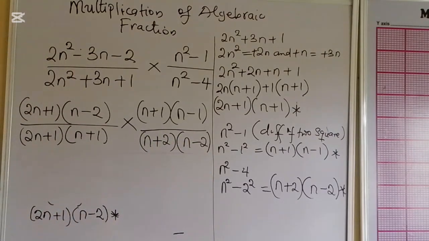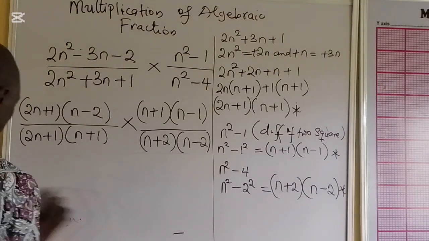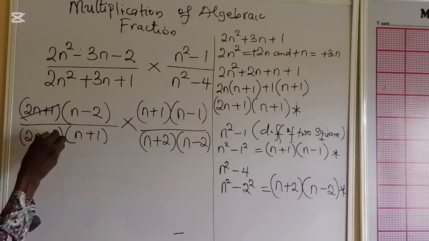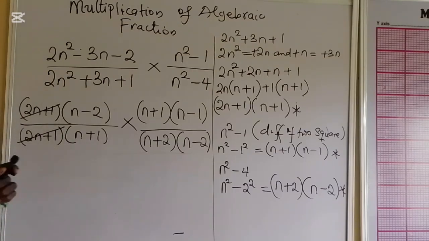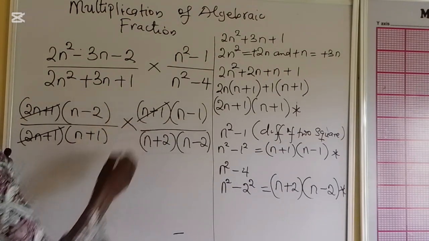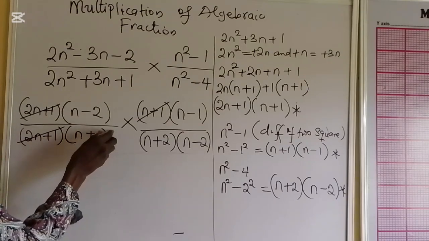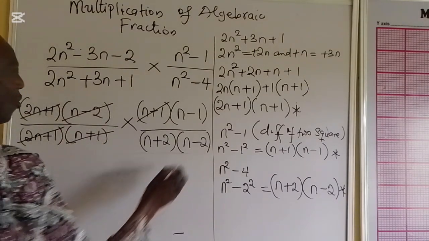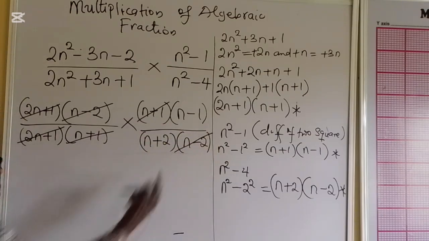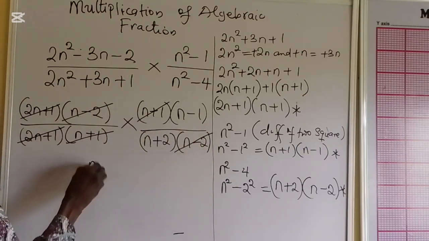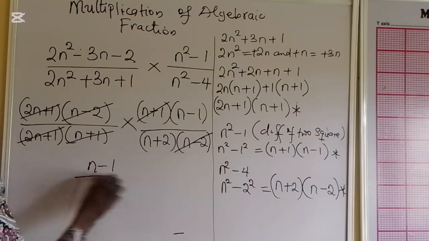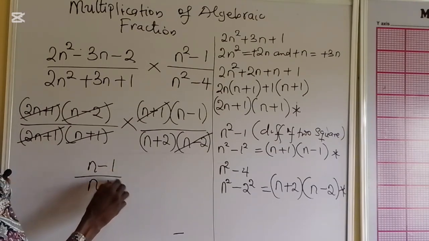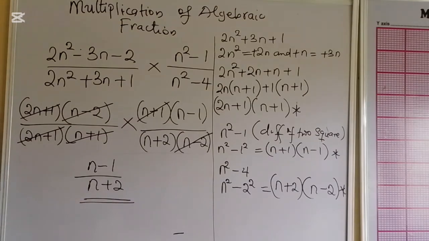Okay, we can now divide. 2n + 1, we cancel 2n + 1. n + 1, we cancel n + 1. n − 2, we cancel n − 2. We are left here with n − 1 over n + 2. So this is the answer.